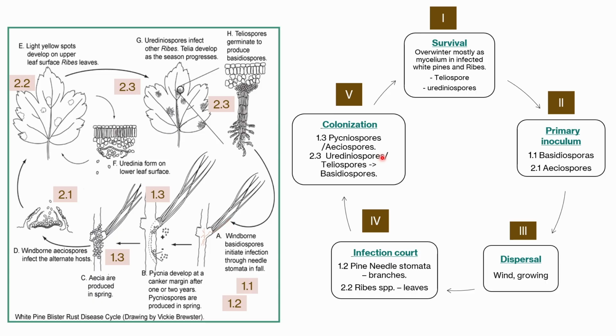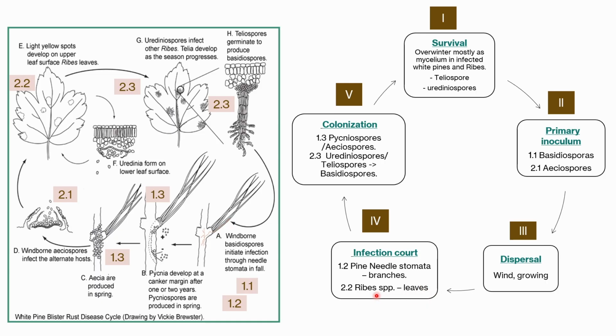And it's time to talk about what happens in the second host, Ribes spp. So these aeciospores will be the primary inoculum in the second host and are wind-borne to the Ribes spp. So the dispersal also will be the wind. And the germinating aeciospore establishes the dikaryotic mycelium in leaves. So these aeciospores will grow in the leaves of Ribes spp.